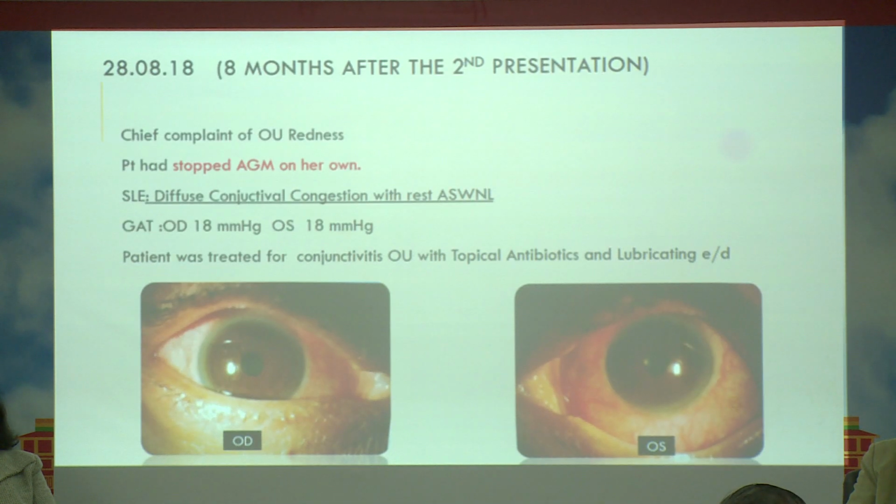But again, this time the patient came to us 8 months after the second presentation, with a chief complaint of redness and sometimes on-and-off pain in the eye. Majority of the time, it used to be a silent red eye. Now the patient had stopped the AGM on her own, and on slit-lamp examination there was diffuse conjunctival congestion with the rest of the anterior segment within normal limits. That means there was no AC activity in the eye at that moment. Pressures were 18 in both eyes, and the patient was treated for conjunctivitis with topical antibiotics and lubricants, and restarted on AGMs once again.